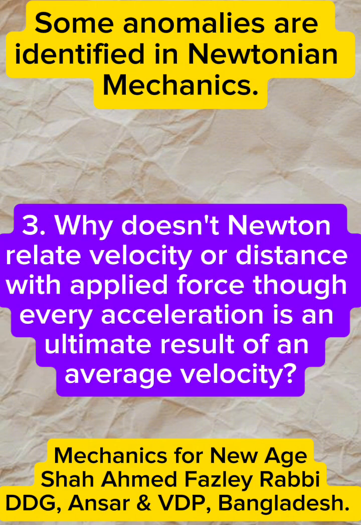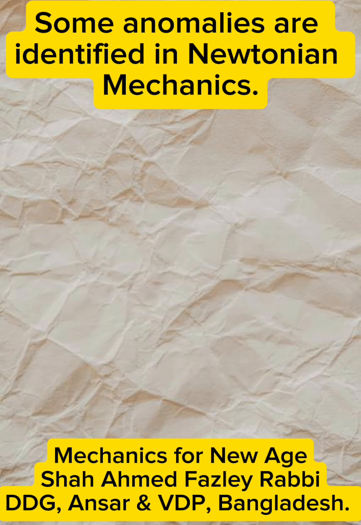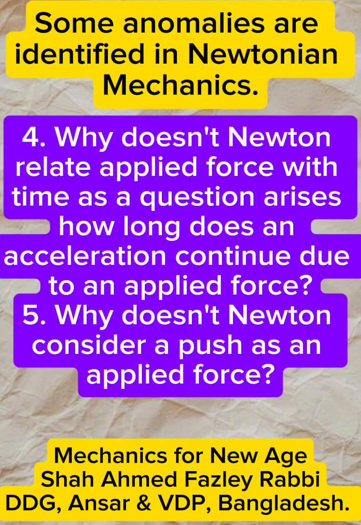3. Why doesn't Newton relate velocity or distance with applied force, though every acceleration is an ultimate result of an average velocity? 4. Why doesn't Newton relate applied force with time, as a question arises how long does an acceleration continue due to an applied force? 5. Why doesn't Newton consider a push as an applied force?